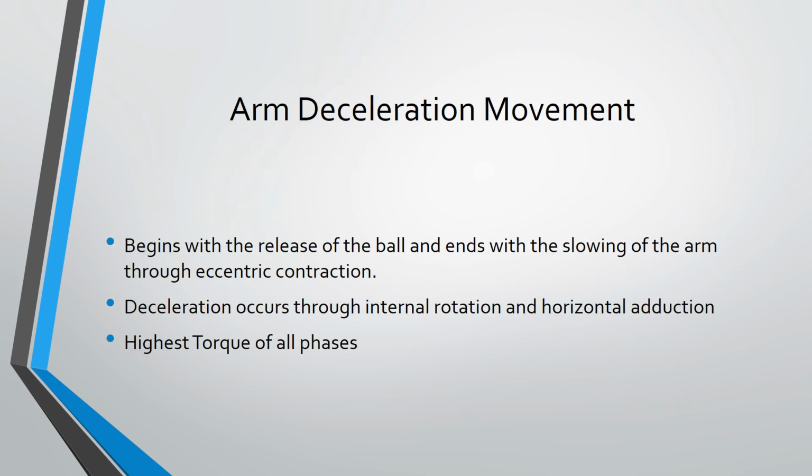The arm deceleration movement begins with the release of the ball and ends with the slowing of the arm through eccentric contraction of the muscles. Deceleration occurs through internal rotation and horizontal adduction. This is the highest torque of all the throwing phases.